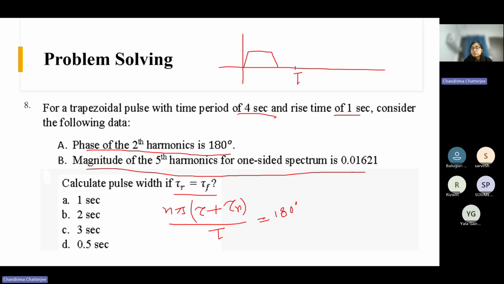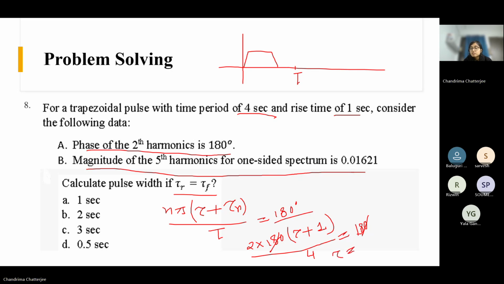So pi, this is in degree, so this side should also be in degree. So 2 into 180, tau is, okay, rise time. So tau we will have to find out because that is the pulse duration, and tau r is given 1, capital T is 4, that is the time period, is equal to 180. From both sides this gets cancelled. So tau is what? 2. So tau is 1, right? Tau is 1 second.